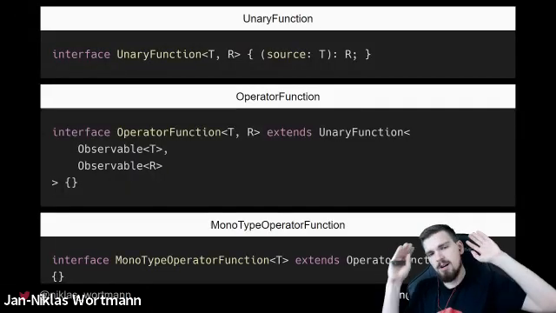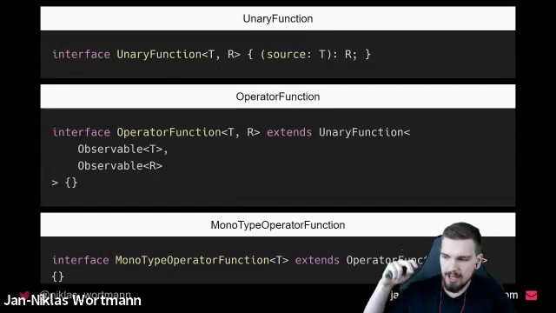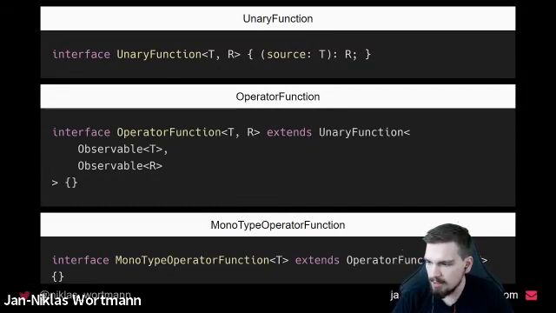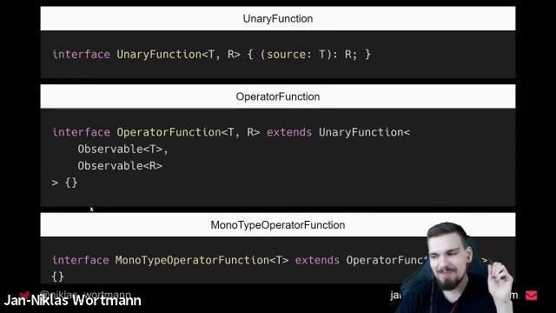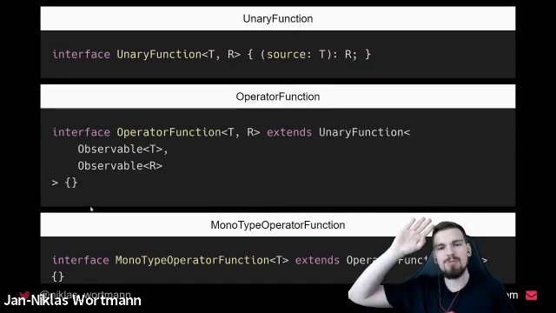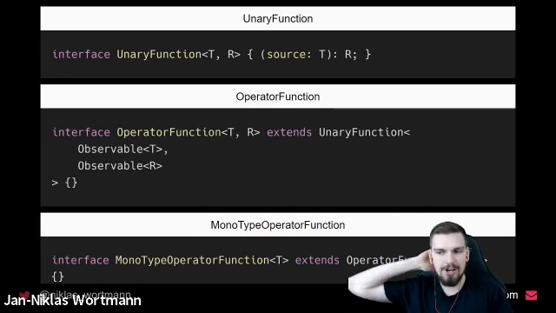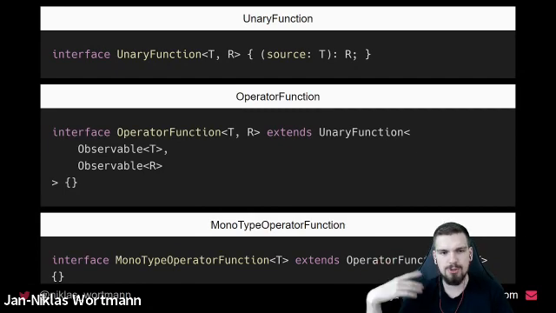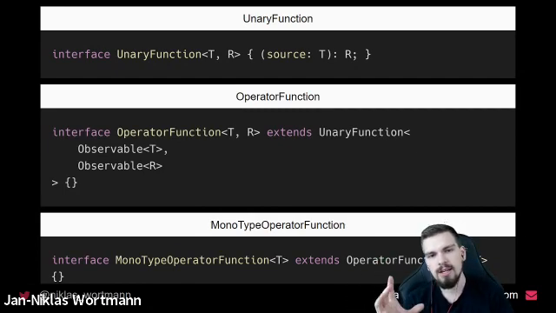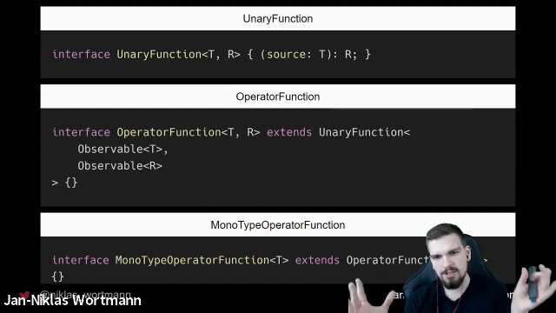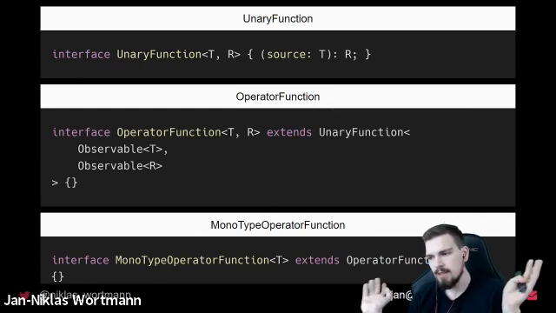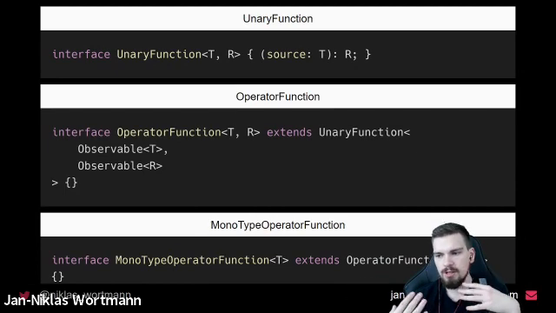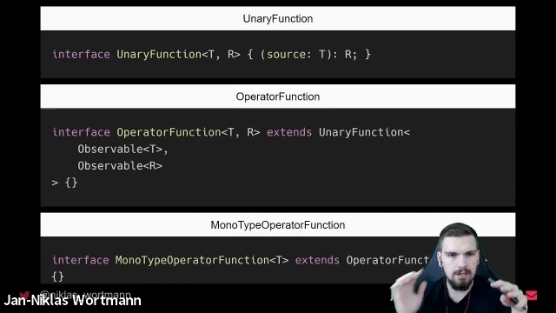Okay, what is an operator? So if we take a look at the interfaces that RxJS defines for operators, we have first the unary function, which is just a very basic definition of a function that takes a source argument and returns some value. This is very general and doesn't mean a lot.